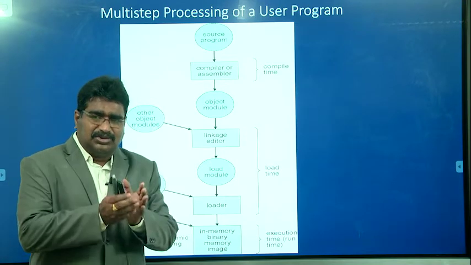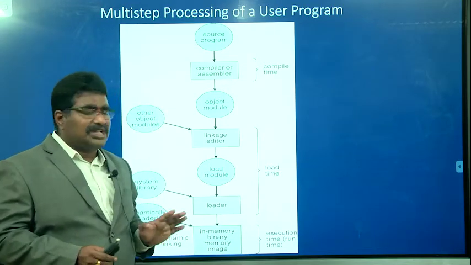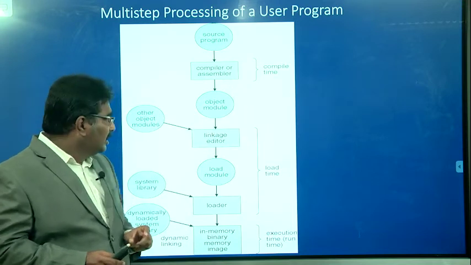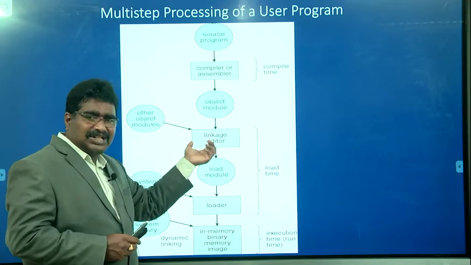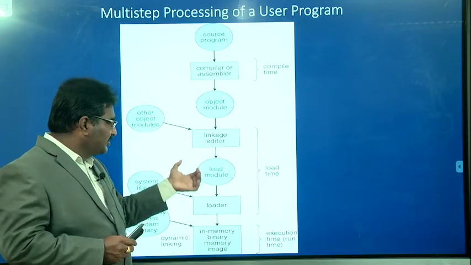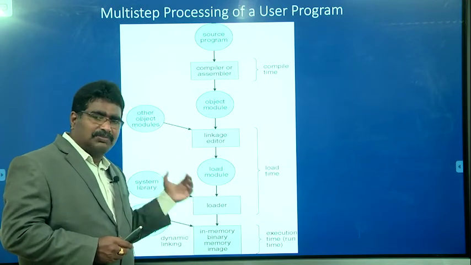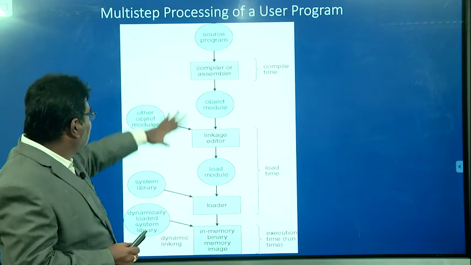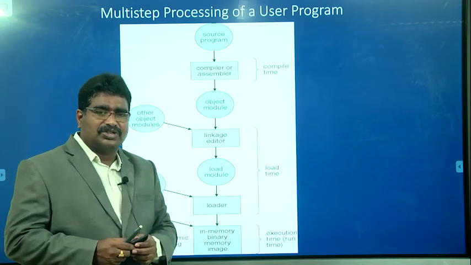That is, once the user writes his program in the high-level programming language, the first task is to compile the program, and then it generates the object module. Next we use the linkage editor to link all the predefined library functions, then the load module is available, then the loader is used to load that entire executable file into the primary memory. So I hope you are able to understand the multi-step processing of a user program.